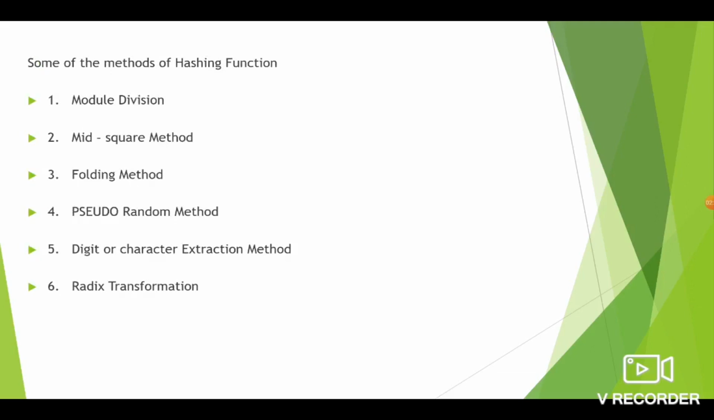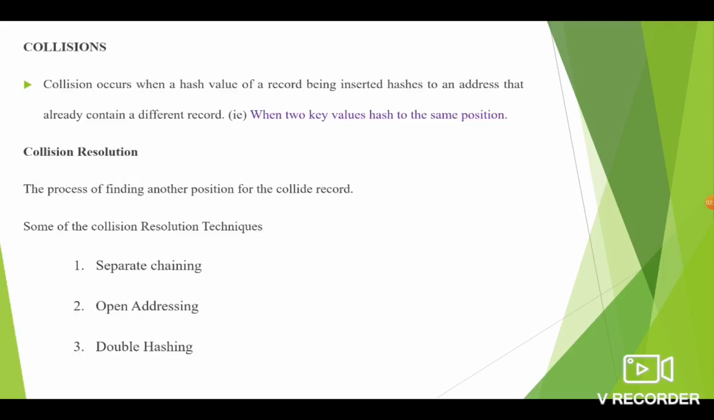Some of the methods for hashing function are modulo division, mid-square method, folding method, pseudo-random method, digit or character extraction method, radix transformation.